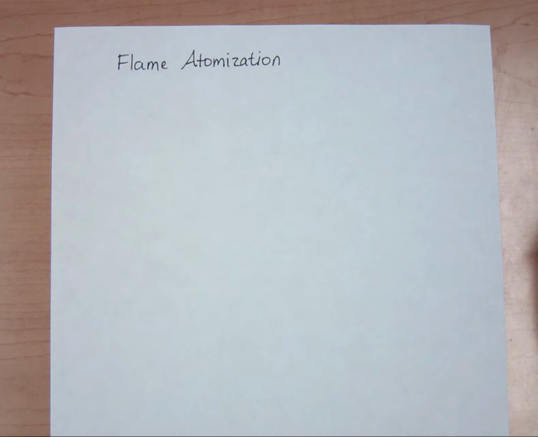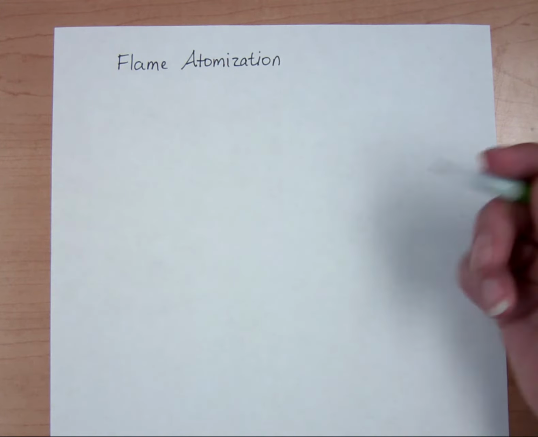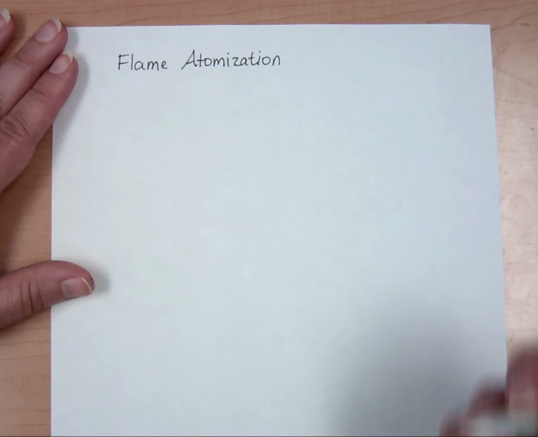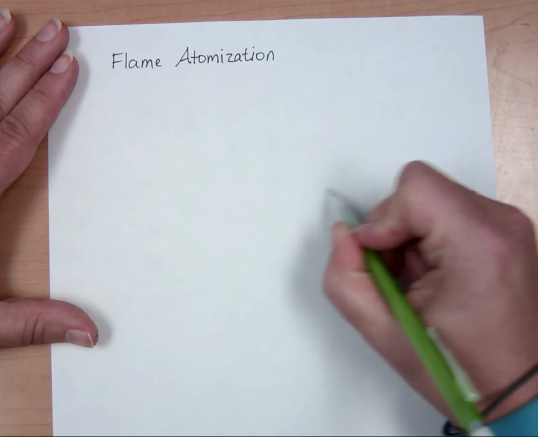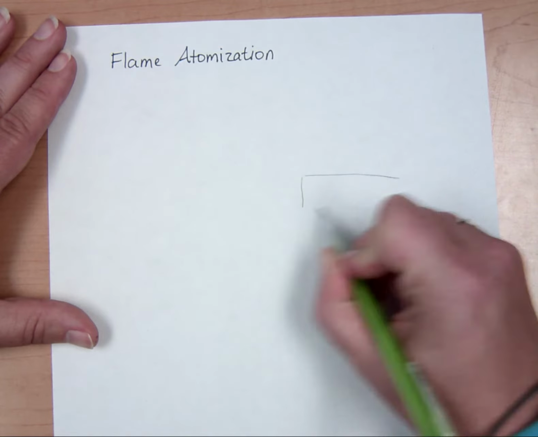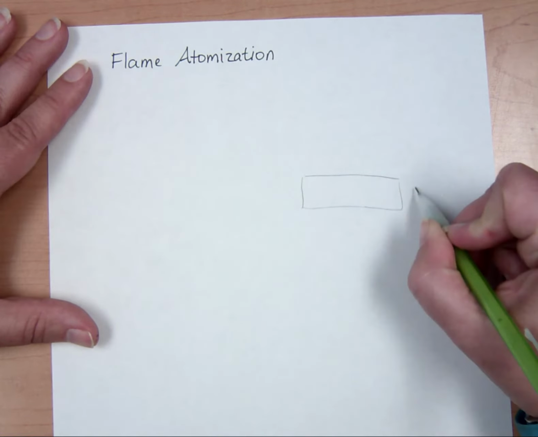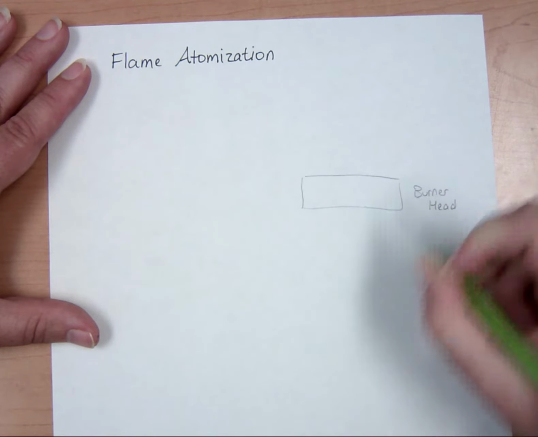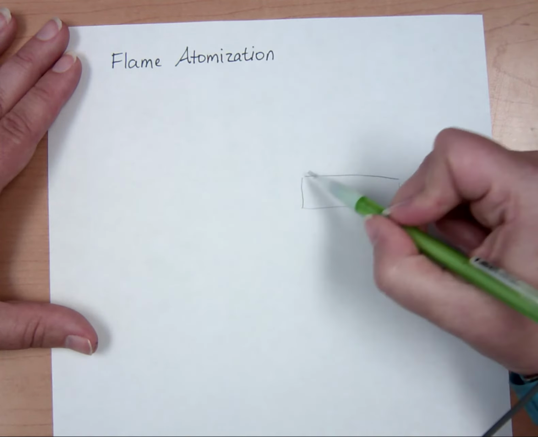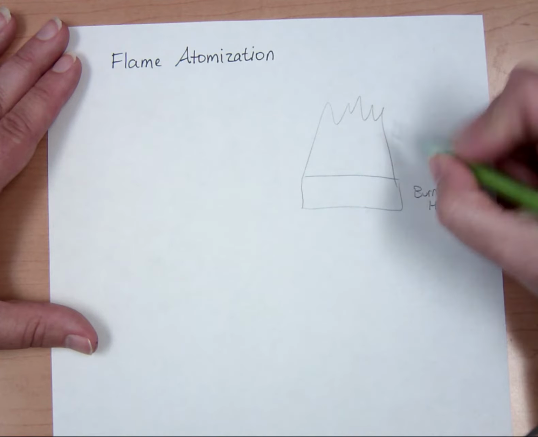All right, so in a flame atomizer, there's a couple of parts that we're definitely going to need. So we're ultimately going to need somewhere for the flame to come out, and this is called the burner head, and is where our flame is going to come out. So you've got a big flame coming here.